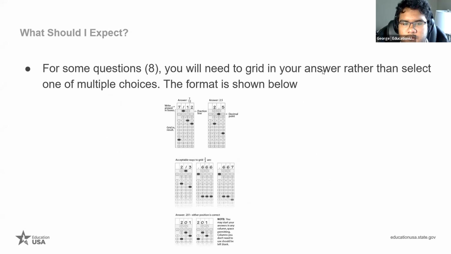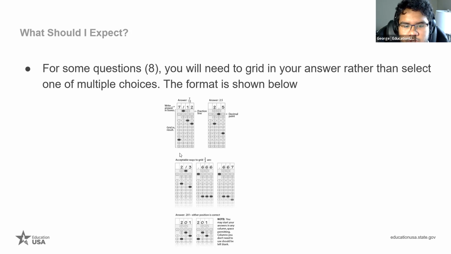Oh yes, and also for some questions, specifically 8 of them, you will need to grid in your answer rather than select one of multiple choices. And this picture here shows how exactly you should be gridding in these answers. It lets you bubble in a decimal point or a divide, like a fraction symbol here, as shown here for the representation of 7/12. You can bubble in 7 here, the bubble for the divider, and then 12. And that's how you can represent the answer here. And for the case of 2.5, it's just a matter of bubbling in a 2, the decimal point here, which is in the second line, and well, 5.